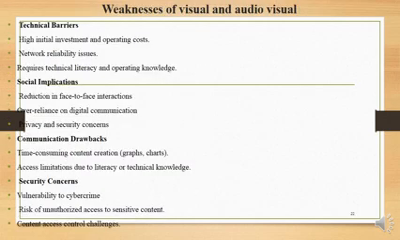The weaknesses of visual and audio visual communication. We have the technical barriers such as high initial investments and operating costs, and network reliability issues. It requires technical literacy and operating knowledge. Another barrier is social implication, that is, reduction in face-to-face interaction, over-reliance on digital communication, and privacy and security concerns.